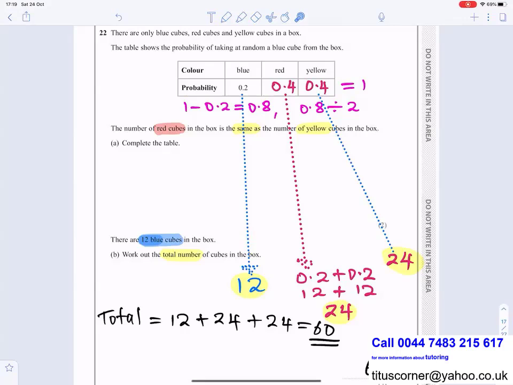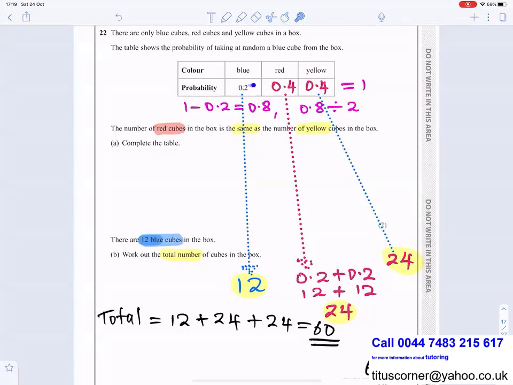Complete the table. So probability adds up to 1. So the probability of blue and red and yellow will add up to 1. So 1 take away 0.2 gives you 0.8. And because the probability of red and yellow are the same, you find half of 0.8 to share it between red and yellow. So 0.8 divided by 2 is 0.4. So the probability of red is 0.4 and the probability of yellow is 0.4.